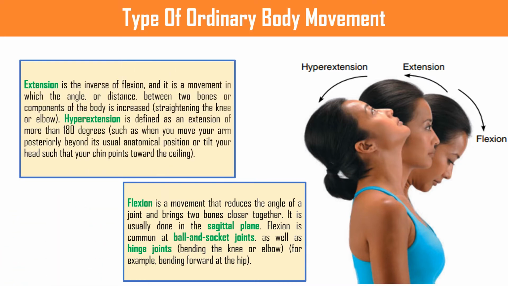Then we have extension. Extension is the inverse of flexion and it is a movement in which the angle or distance between two bones or components of the body is increased. Straightening the knee or elbow is an example of extension. Then we have hyperextension. Hyperextension is defined as extension of more than 180 degrees, such as when you move your arm posteriorly beyond its normal anatomical position or tilt your head such that your chin points toward the ceiling.